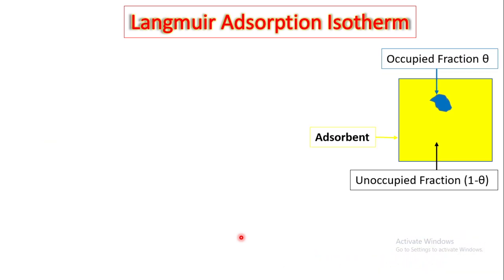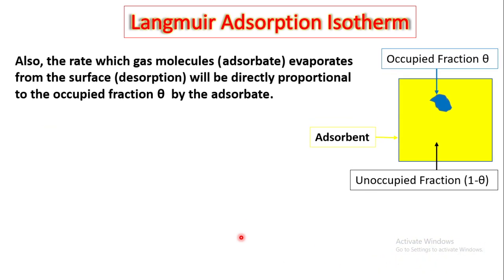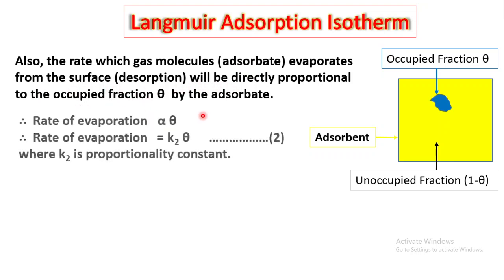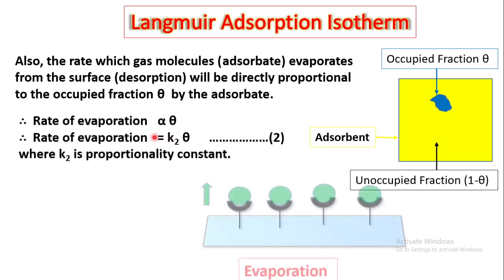Now the rate at which gas molecules, that is adsorbate, evaporates, that is desorption from the surface, will be directly proportional to the occupied fraction by the adsorbate. Therefore the rate of evaporation or rate of desorption will be, okay, this is the process of desorption or the rate of evaporation. Detachment of adsorbate from the surface of adsorbent is called evaporation.